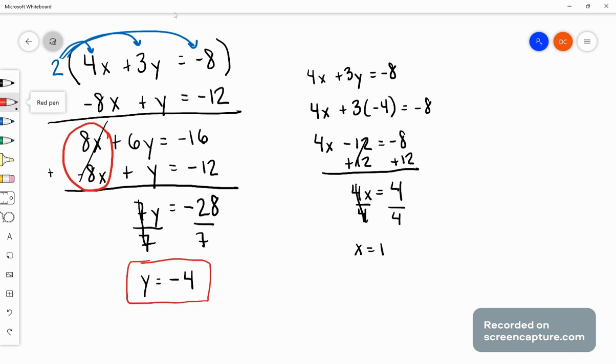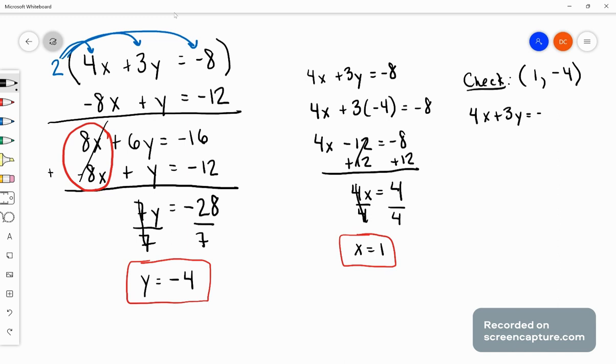So those are my answers, and I just want to check them again. I always want to check and make sure I did my work correctly, right? You don't want to lose a point for a silly mistake. So we're going to check the solution of 1, negative 4. Okay, so 4x plus 3y equals negative 8. 4 times 1 plus 3 times negative 4 equals negative 8. So this is 4 plus a negative 12. Does that equal negative 8? Well, yeah, 4 plus negative 12 is negative 8. Negative 8 equals negative 8.